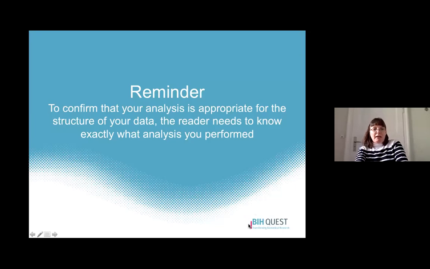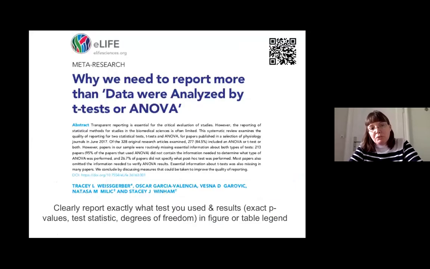And this is just a reminder, in order to confirm that your analysis is appropriate for the structure of your data and your study design, the reader needs to know exactly what analysis you performed. Very often in the basic biomedical sciences, we'll see a 2-sentence statistics section that reads something like, data were analyzed by t-test or ANOVA and statistical significance was determined at p less than 0.05. There are lots of different types of t-tests and ANOVA, and different types work for different study designs.